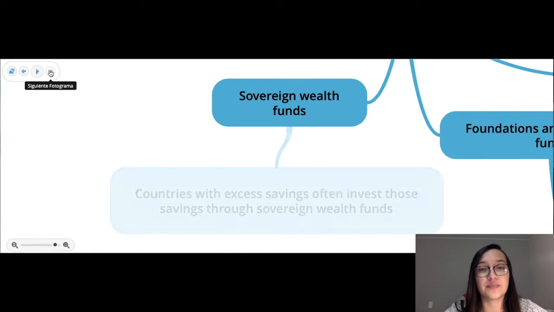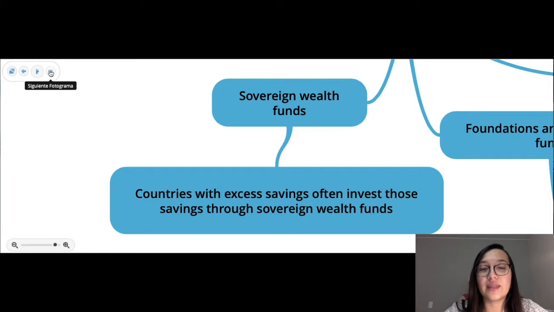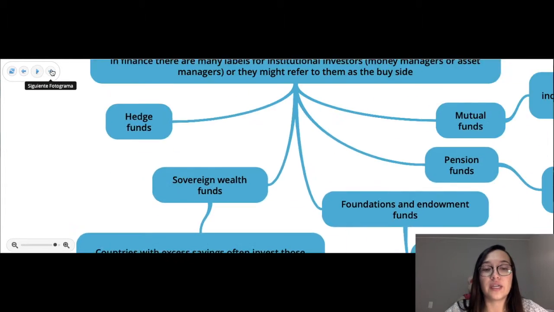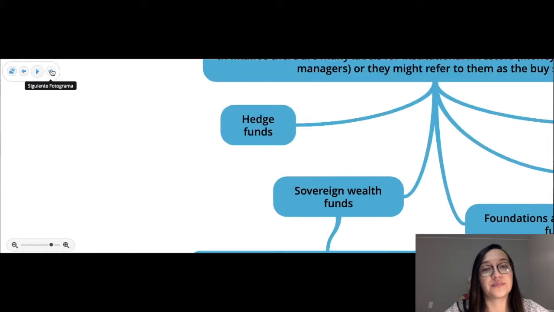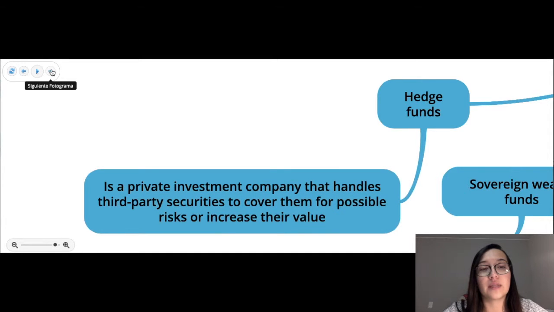Sovereign wealth funds. Countries with excess savings, usually those savings are natural resources, often invest those savings through sovereign wealth funds. An example of a sovereign wealth fund is the Norway Sovereign Wealth Fund. A hedge fund is a private investment company that handles third-party securities to cover them for possible risk or increase their value.